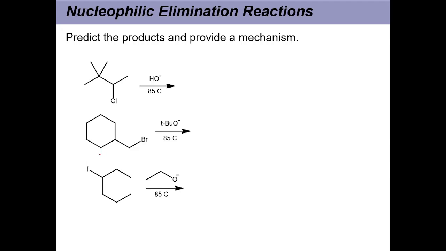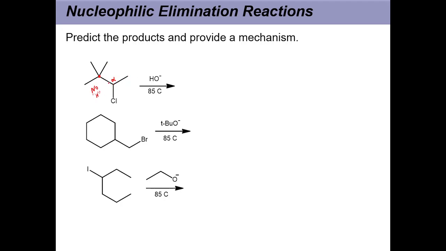Now you can pause the video here and see if you can draw the reaction, or even possibly a mechanism, of the following reactions on the screen. Now the first one, the leaving group is chloride, and the alpha carbon is here. It looks like there are two possible beta carbons, but you should be able to see that the beta carbon on the left, highlighted in red, has no hydrogen. So that's not even a possibility.